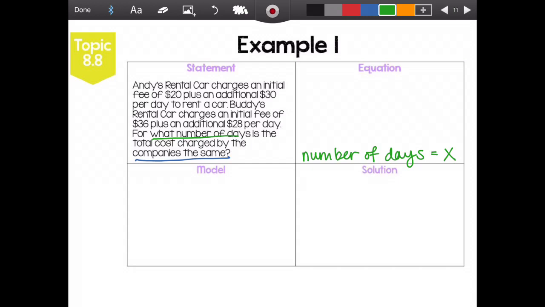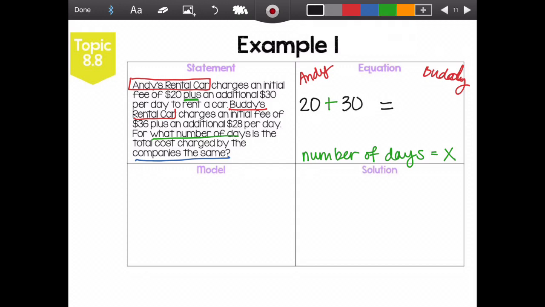Okay, now let's go back and talk about how many people we're talking about here. We're talking about our two companies, which is Andy's rental car, which is 1. I'm going to write that over here on the left. And then we're also talking about Buddy's rental car, which is our second company, which is going to be on the right. Okay, and we know we're going to set these equal to one another. So now we just have to go back and read. It says Andy charges an initial fee of $20. So no matter what, you're going to get charged this $20 plus an additional $30 per day.